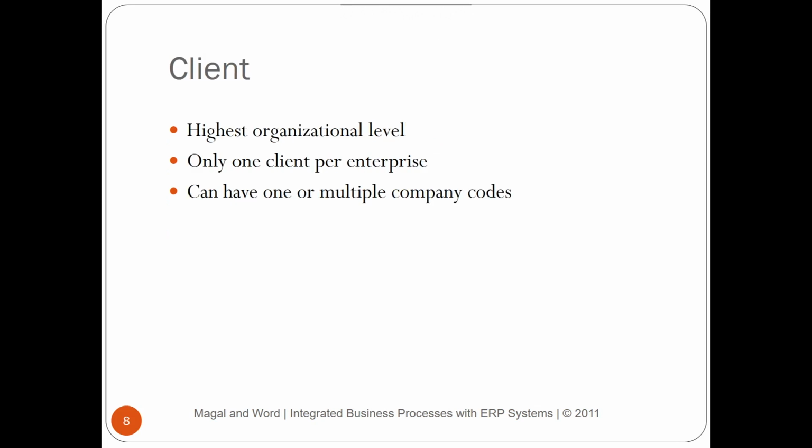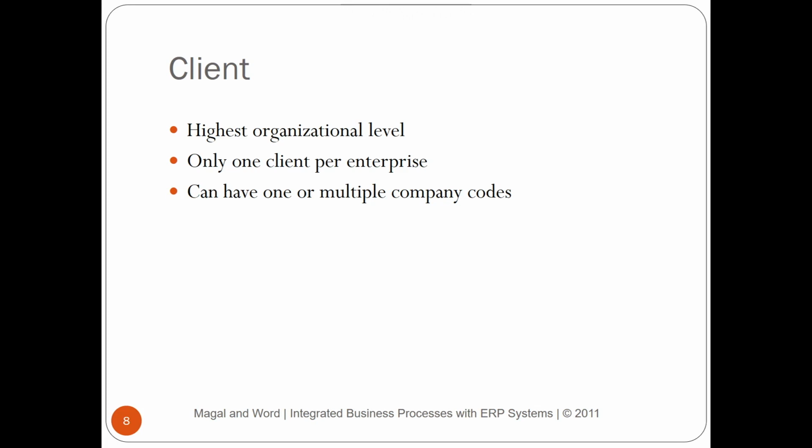For the client, it is the highest organizational level in the system. The client represents an enterprise that consists of multiple companies. So even the largest enterprise can have only one single client, and various companies within the enterprise are represented by company codes.